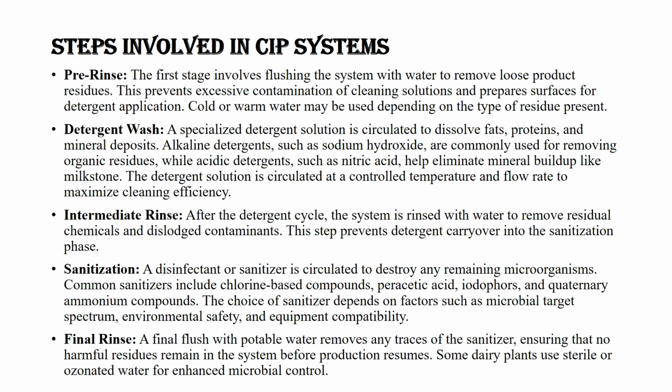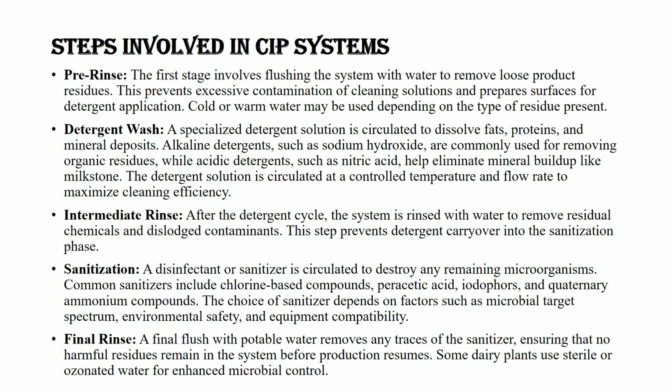Steps involved in CIP systems. Pre-rinse. The first stage involves flushing the system with water to remove loose product residues. This prevents excessive contamination of cleaning solutions and prepares surfaces for detergent application. Cold or warm water may be used depending on the type of residue present.